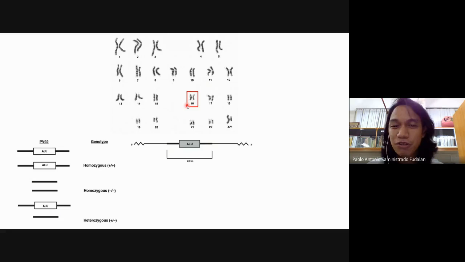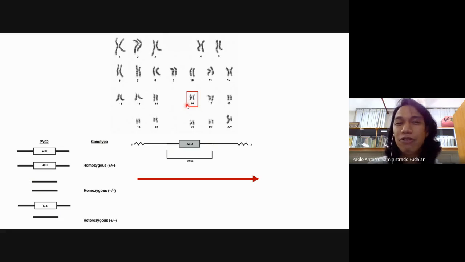Now, my question to you is, how do we do that? Can anyone answer? We only need the gene from chromosome 16 that has the ALU sequence. How do we do that? We have the whole entire genome. Any wild guesses?